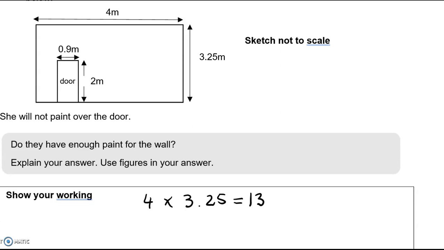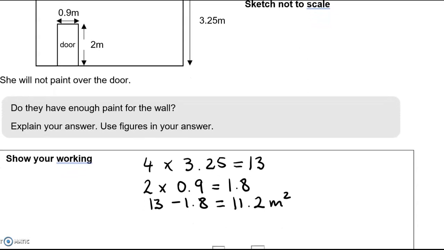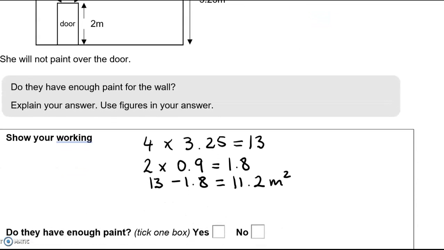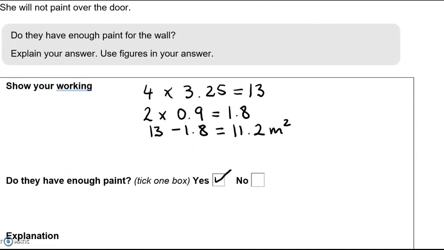This gives us 13. Now taking away the door is 2 times 0.9, which gives us 1.8. So 13 take away 1.8 gives us 11.2 square meters that need to be painted, and they have paint for 12 square meters. So do they have enough paint? Yes, they do.